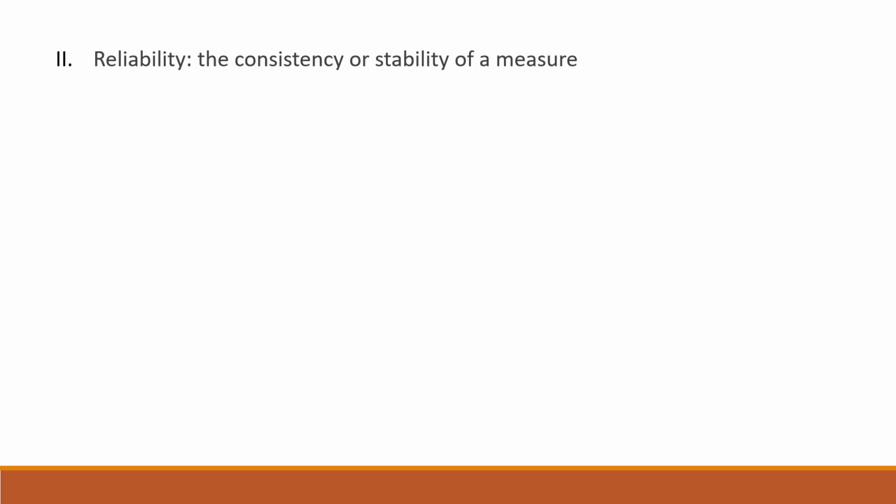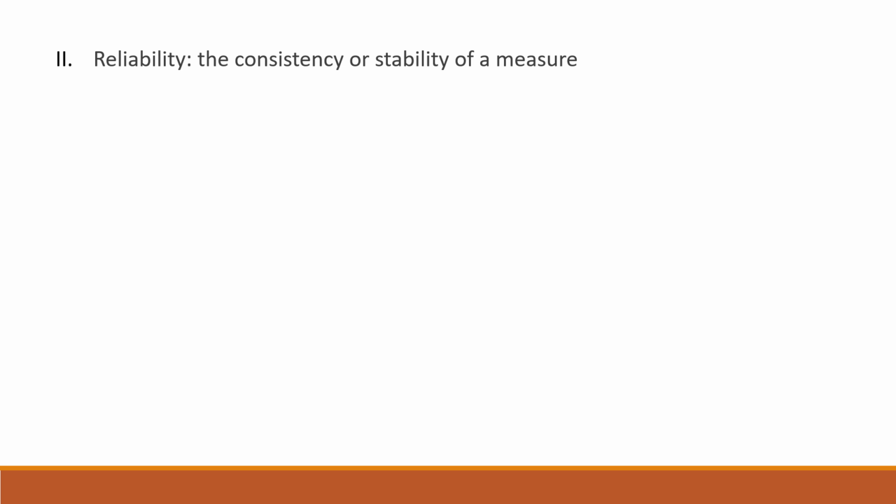Reliability is the consistency or stability of a measure. Reliability in research is like reliability in everyday life. If you have a friend that's reliable, you can count on them, right? It's the same thing in research, where a measure will give you the same result each time you administer it.